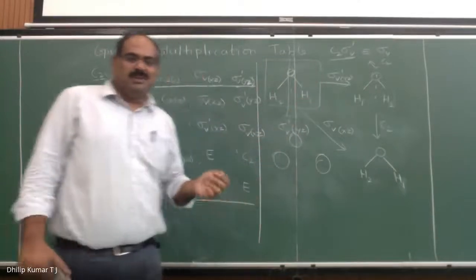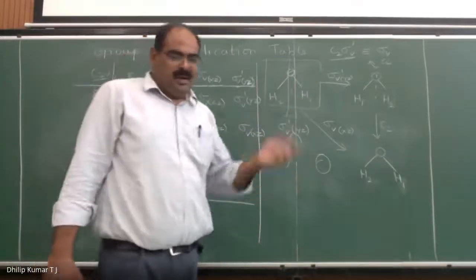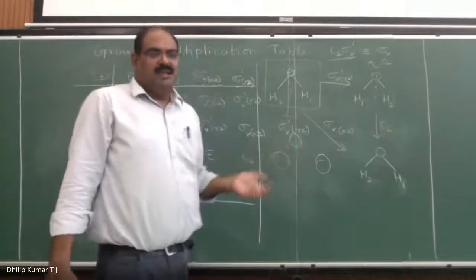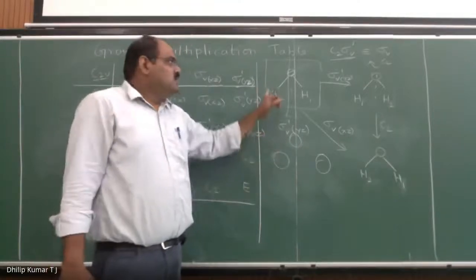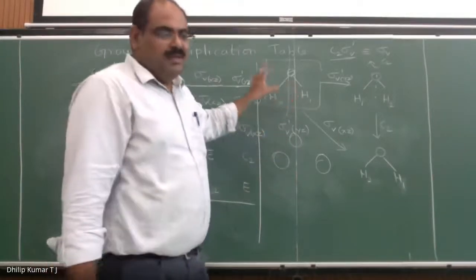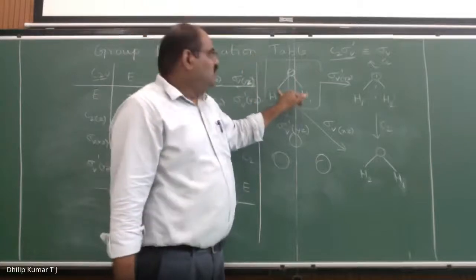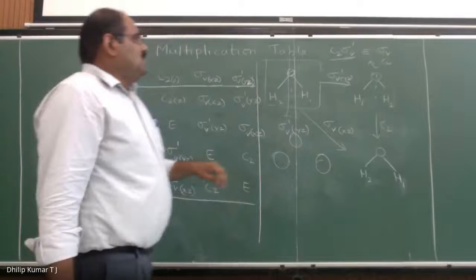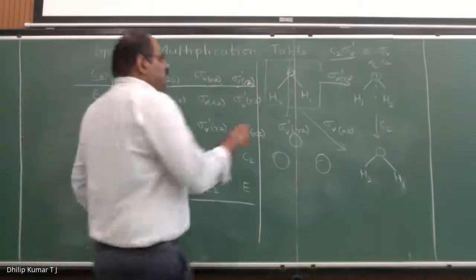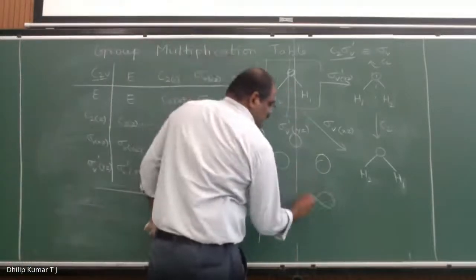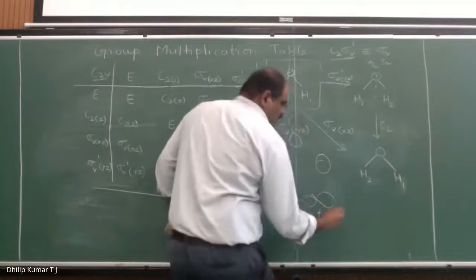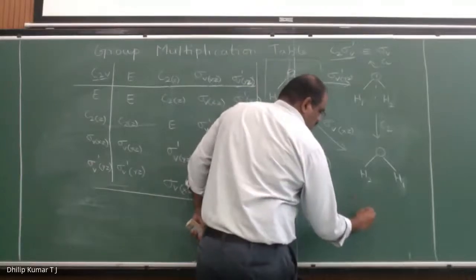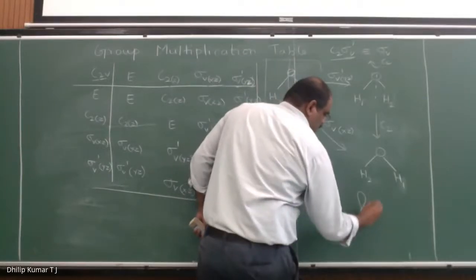In benzene, there are pi orbitals, right? Px, py, pz. So at that point, we have to see what representation we are taking. If we are taking a px orbital, it will be like this, and py or pz will be like this, and py will be like this.